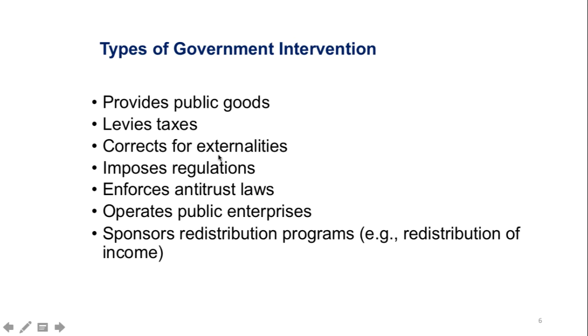There are positive and negative externalities in the market that the government actually tries to improve, increasing the positive externalities and decreasing the negative externalities, such as through taxes and education and vaccination. And also the government imposes regulations, enforces antitrust laws, operates public enterprises, and redistributes. There are so many programs the government sponsors, such as the redistribution of income.